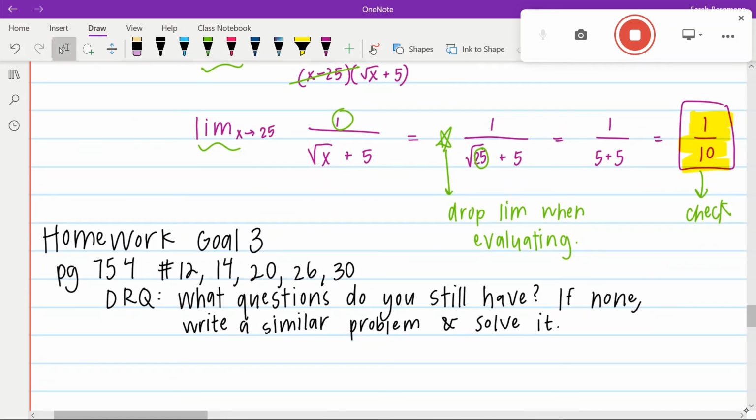Okay, your homework for tonight is on page 754. You have numbers 12, 14, 20, 26, and 30. And your daily reflection question is this: what questions do you still have about this goal? If you don't have any questions, write a similar problem and solve it.